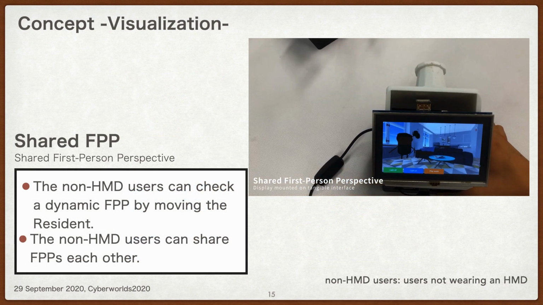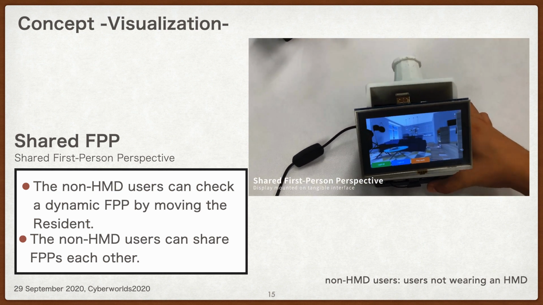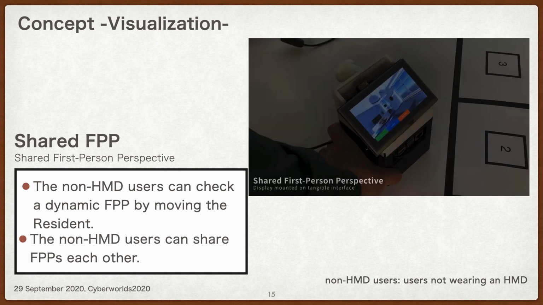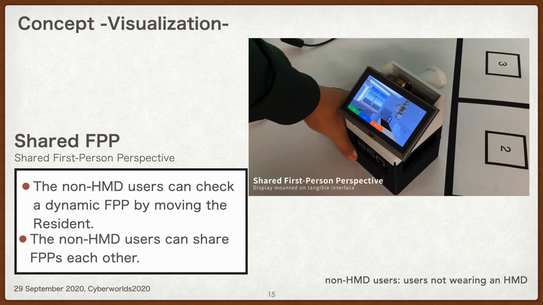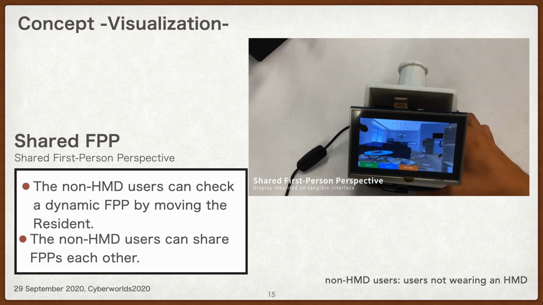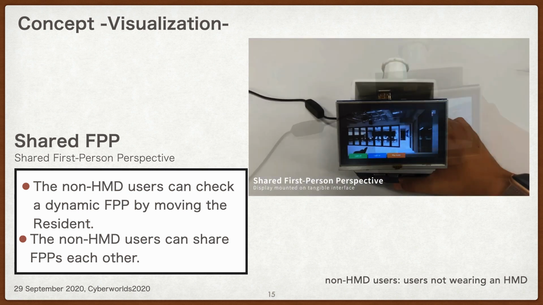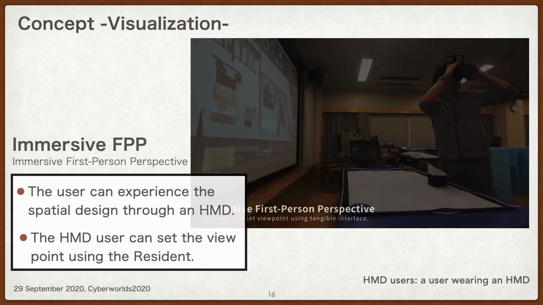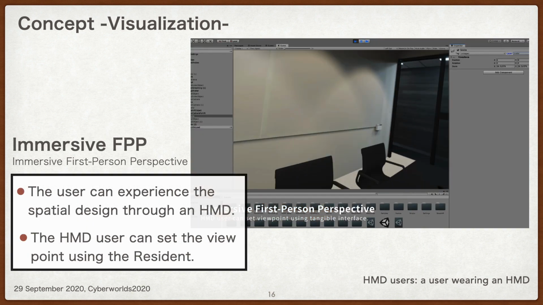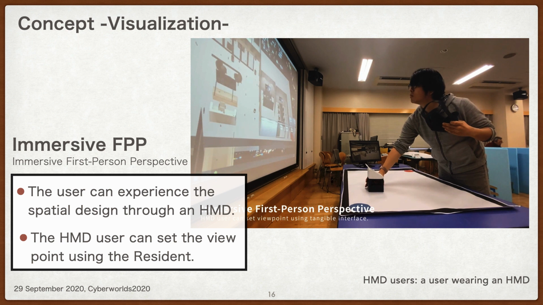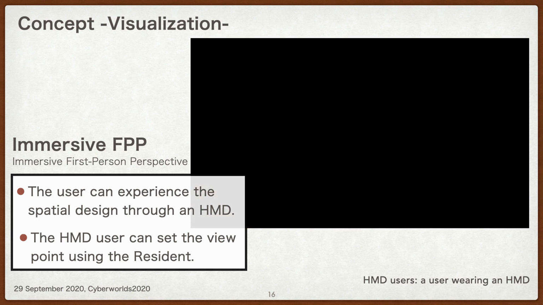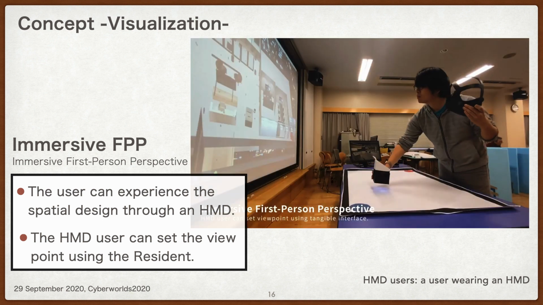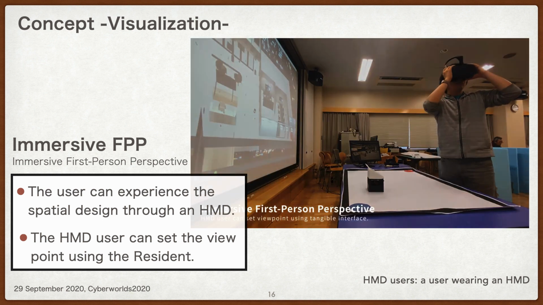The shared FPP is suitable for the users to review the spatial design with others at the same time. As you can see, the virtual space through the FPP is displayed on the mobile display of the resident. By using the immersive FPP, the HMD user can observe the spatial design more immersively. The HMD user can set the viewpoint easily by moving the resident.